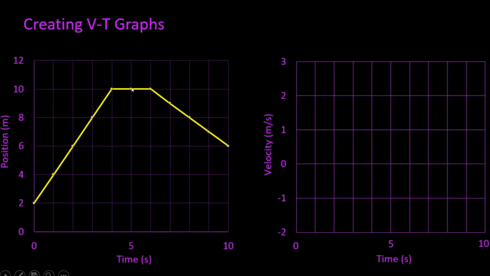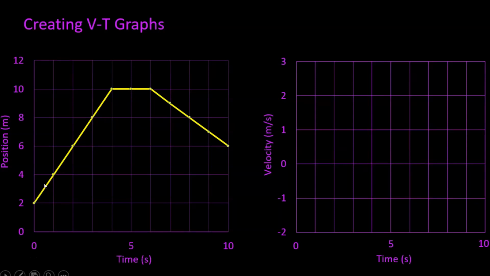Then it stands still for the next 2 seconds, and then it heads back towards the origin, so it's going in the negative direction for the remaining 4 seconds until we reach 10 seconds. So how do we go ahead and convert this into a velocity time graph? First, we need to analyze the slope of each line segment because that will tell us the velocity.